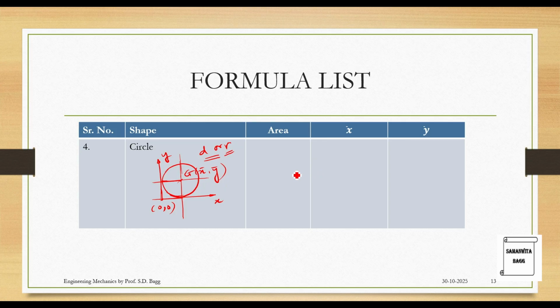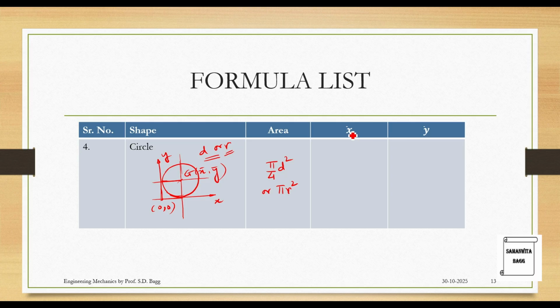What is the formula for area of a circle? It is pi by 4 d square. Or you can write this in the form of radius. So this becomes pi r square. It depends what dimension is given, the diameter or the radius. If it is given in the form of diameter, you can use this one. If it is given in the form of radius, you can use this formula.